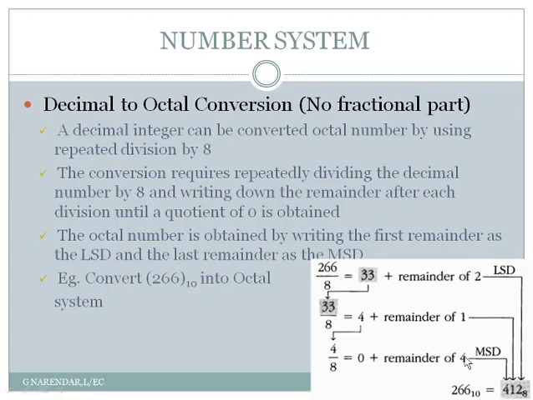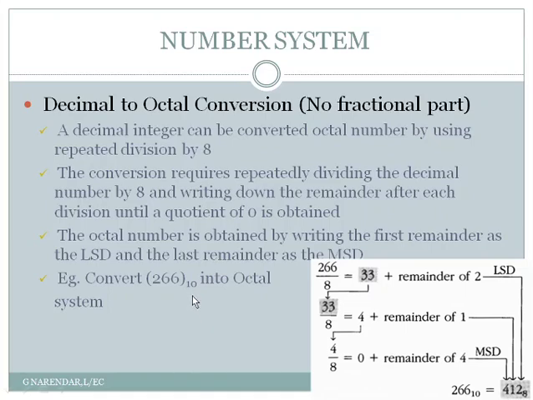So what you have to do? You have to collect the remainders from bottom to top. That means the last remainder becomes the most significant digit, and the initial remainder becomes the least significant digit of the result. So we'll write this as 412. So 412 is the octal number equivalent to the decimal number 266.